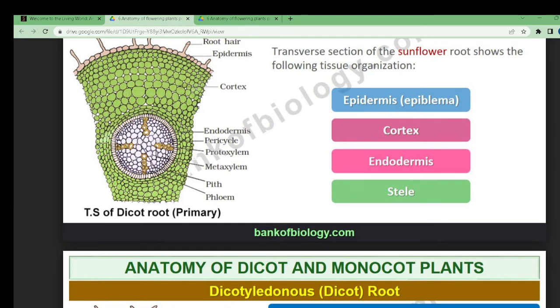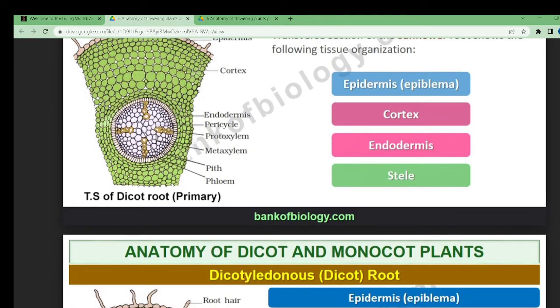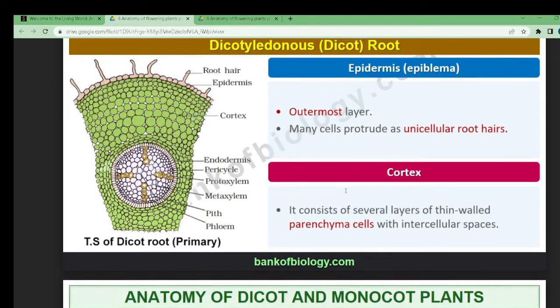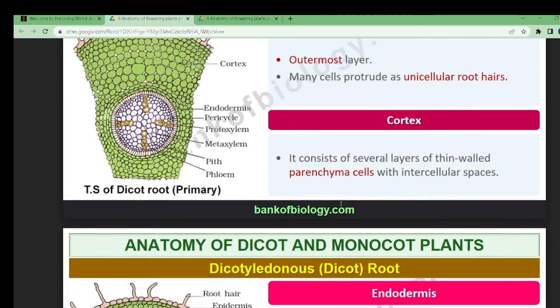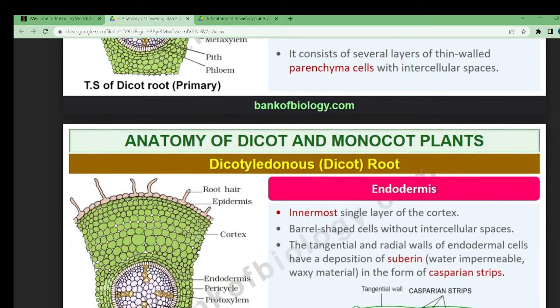So it contains epidermis, cortex, endodermis and stele. The epidermis is the outer layer, the cortex is where the ground tissues are present, endodermis means the inner part, and then the stele is present. So this is the outer layer. Many unicellular root hairs are present. Then in the cortex, parenchymatous cells are present, which are thin walled and made up of cellulose.